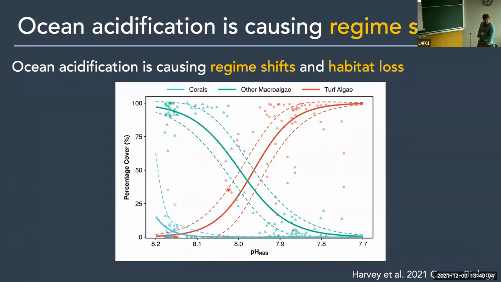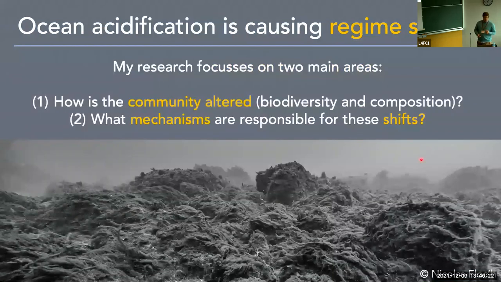Now, obviously, the concern is that a lot of this change is happening in a relatively small change of pH. And so there are concerns that this is a problem that could be happening mid-century rather than the end of the century. So a lot of my research therefore focuses on trying to understand how this simplification and change in the community comes about, to understand how the biodiversity and composition of the community is being affected, and to try and get a handle on some of these mechanisms.